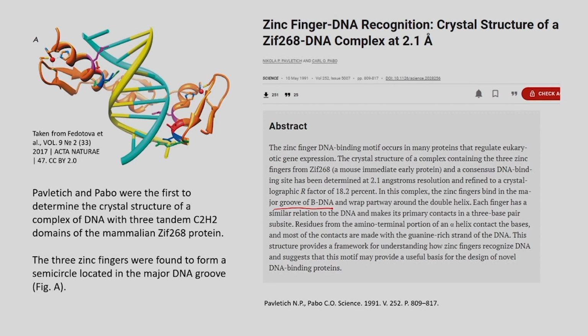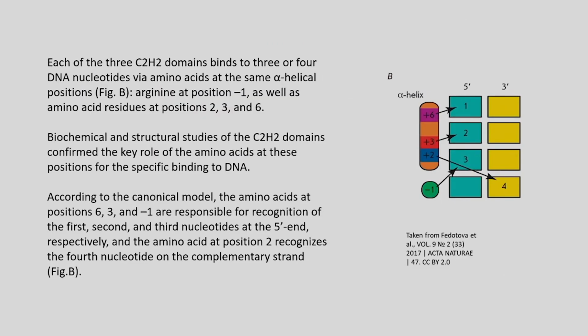Each finger has a similar relation to the DNA and makes its primary contacts in a 3 base pair subsite. Residues from the amino terminal portion of an alpha helix contact the bases, and most of the contacts are made with the guanine rich strands of the DNA. Their work provided a framework for understanding how zinc fingers recognize DNA and suggests that this motif may be a useful basis for the design of novel DNA binding proteins.